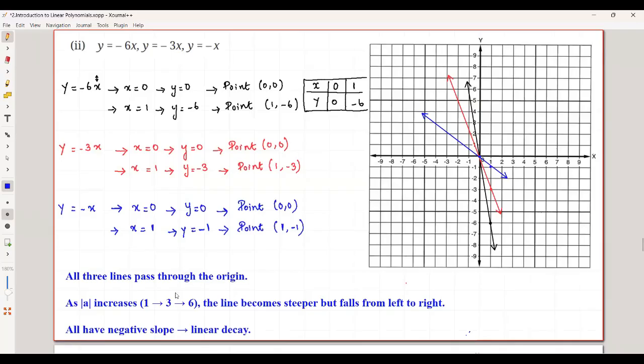Okay, in case we are not able to write everything, just two things: a value check, b value check, and write your feedback. If a is minus, that is a value is less than 0, just go with linear decay. That is the rule of a. So b value is 0, therefore it passes through the origin. So two conditions is enough.